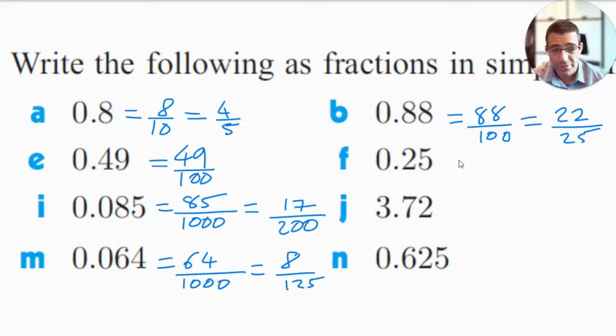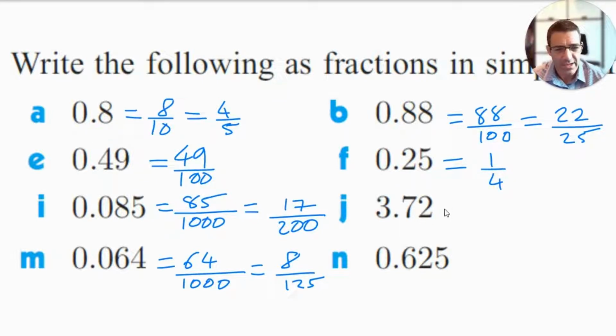0.25, if I know my fractions of a unit, I should know that this is actually just a quarter. So I'm just going to say that 0.25 is a quarter. Or you could say it's 100. You can multiply the top and the bottom by 100. You say 25 over 100 and then divide top and bottom by 25. You could do that, but most importantly, you should know that 0.25 is a quarter.